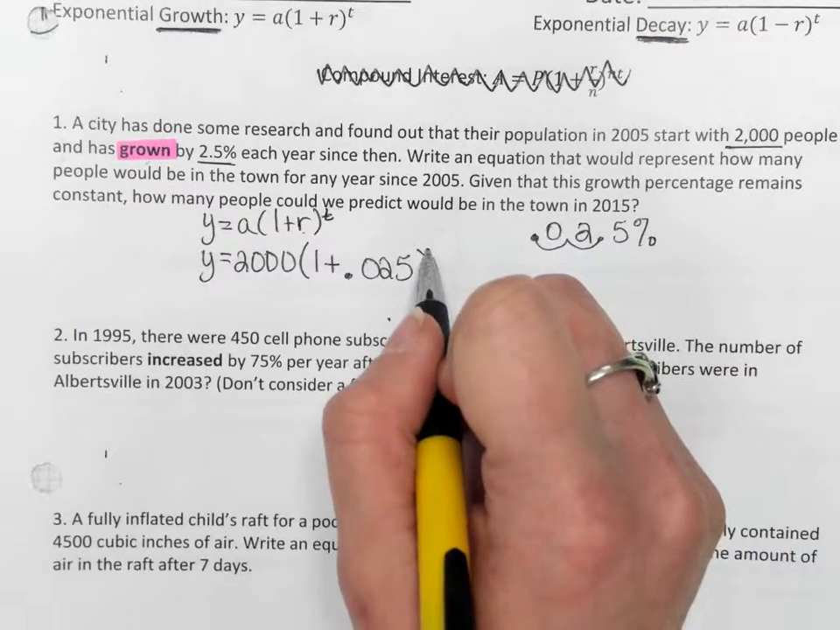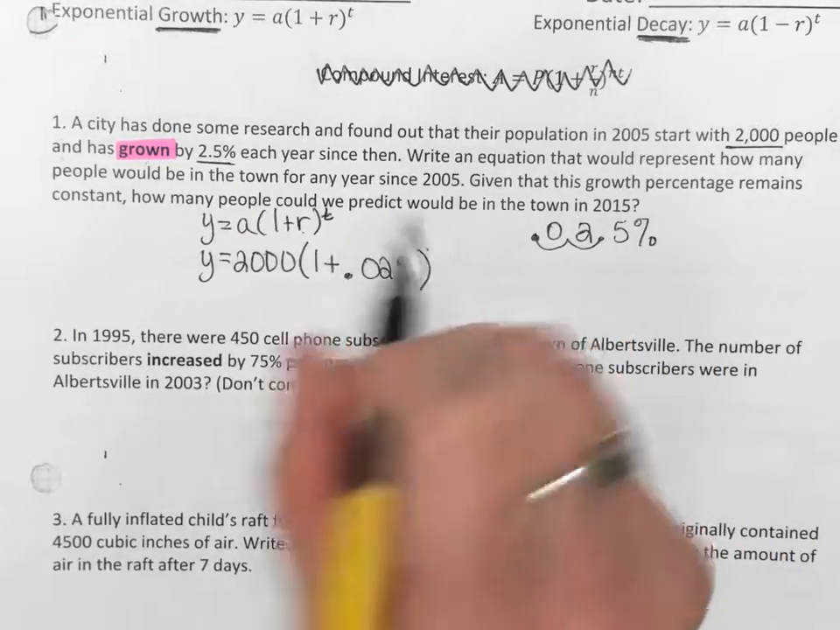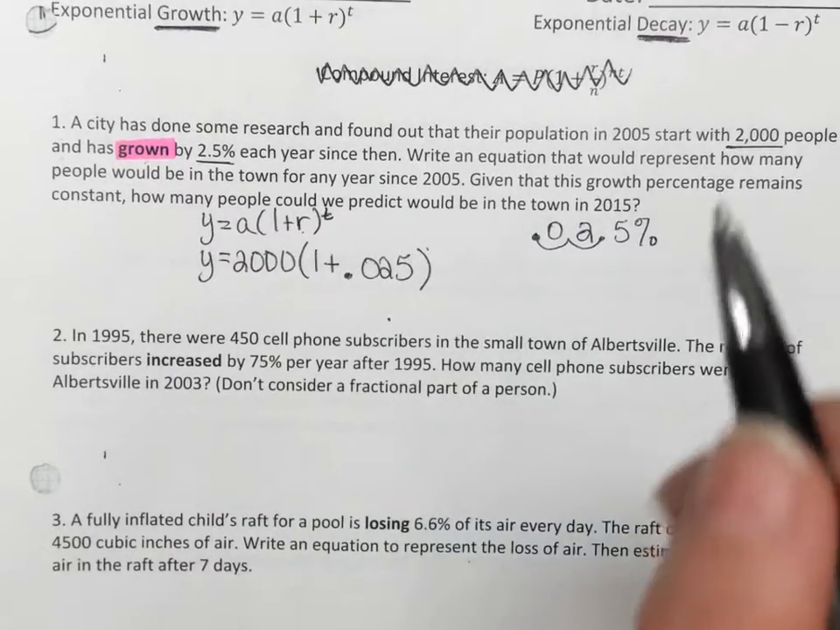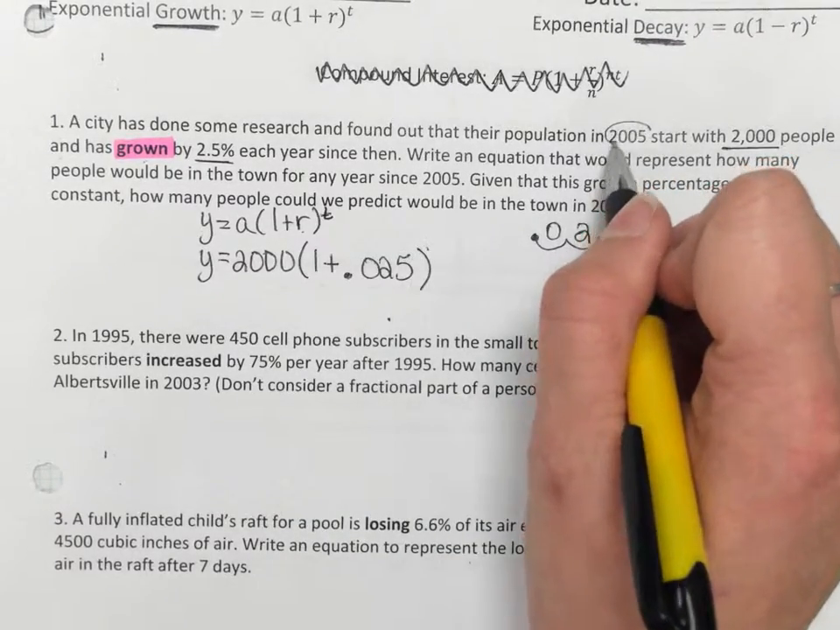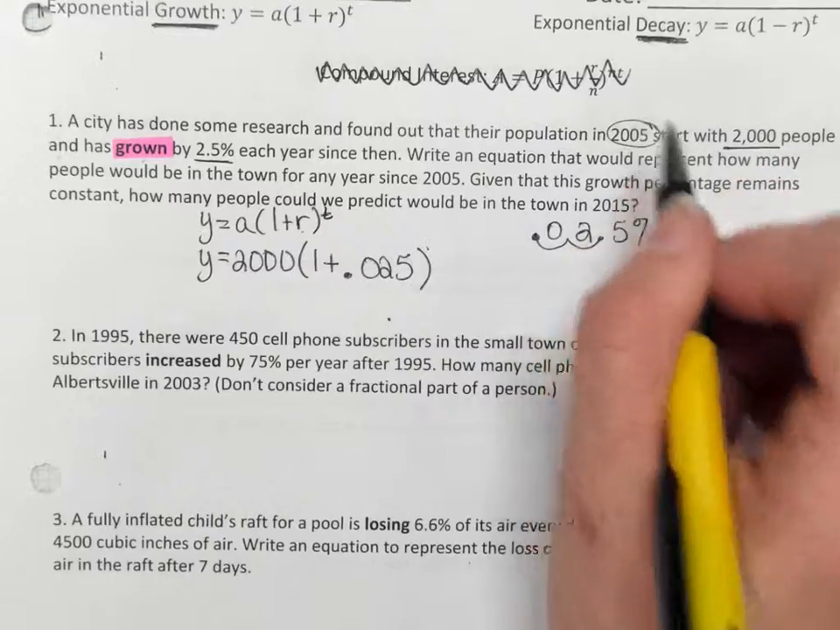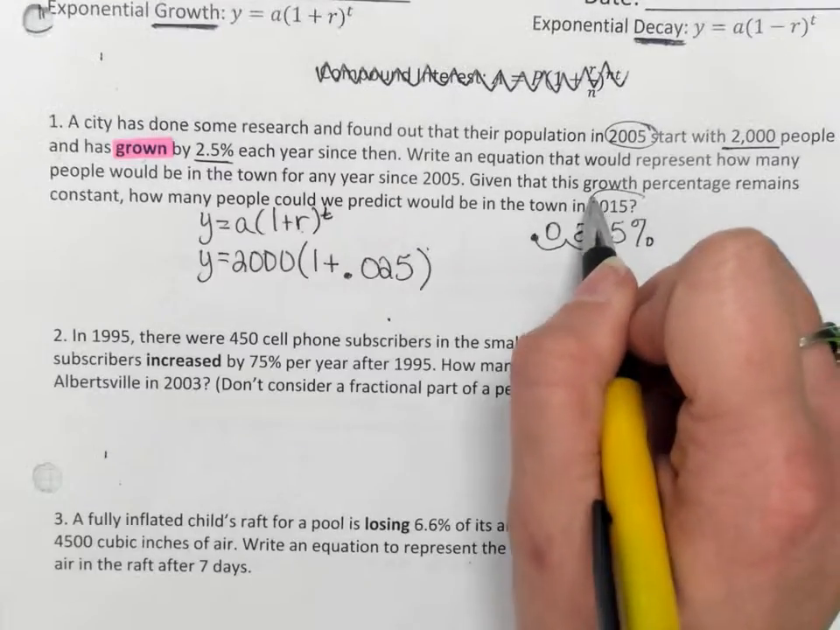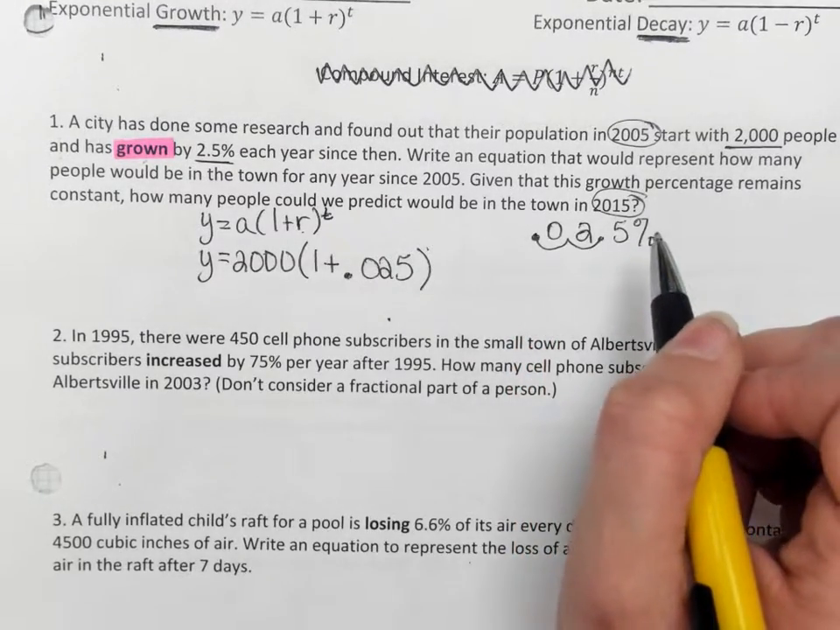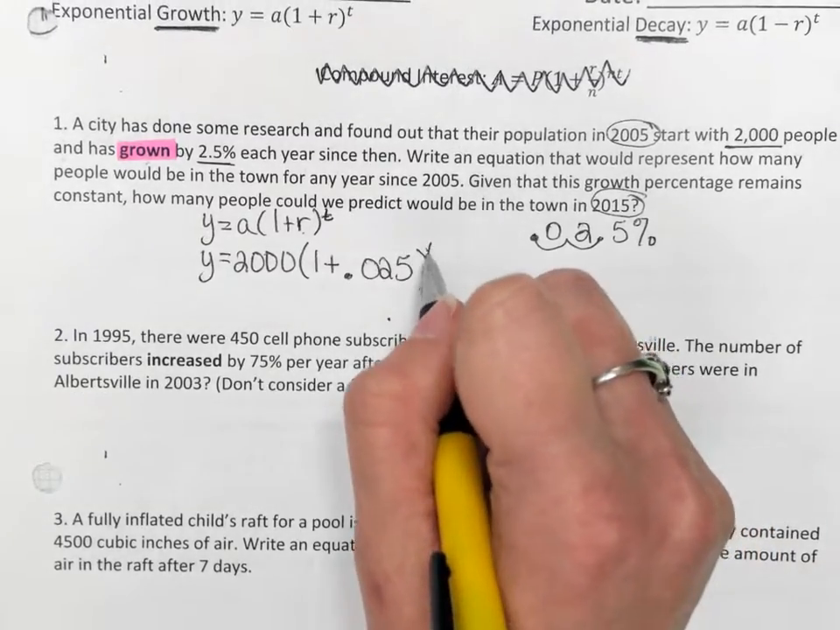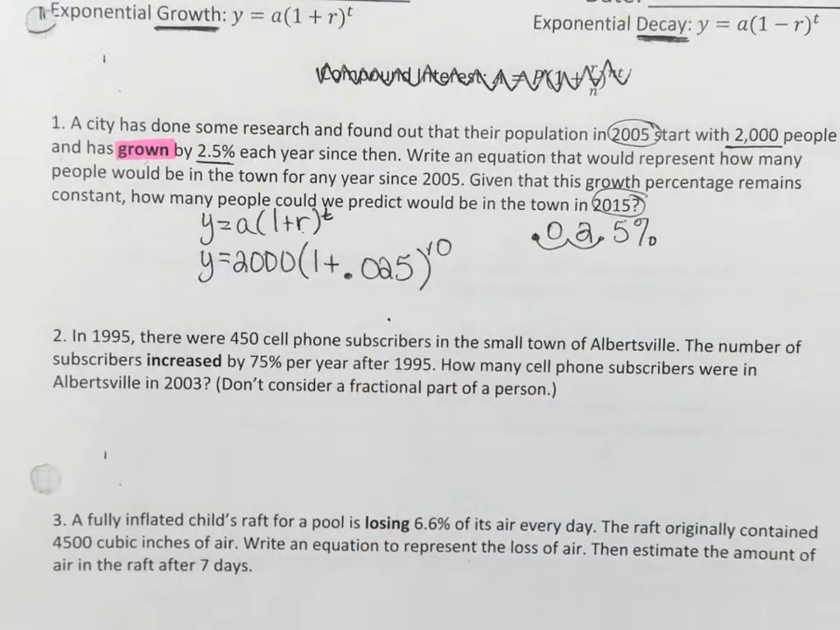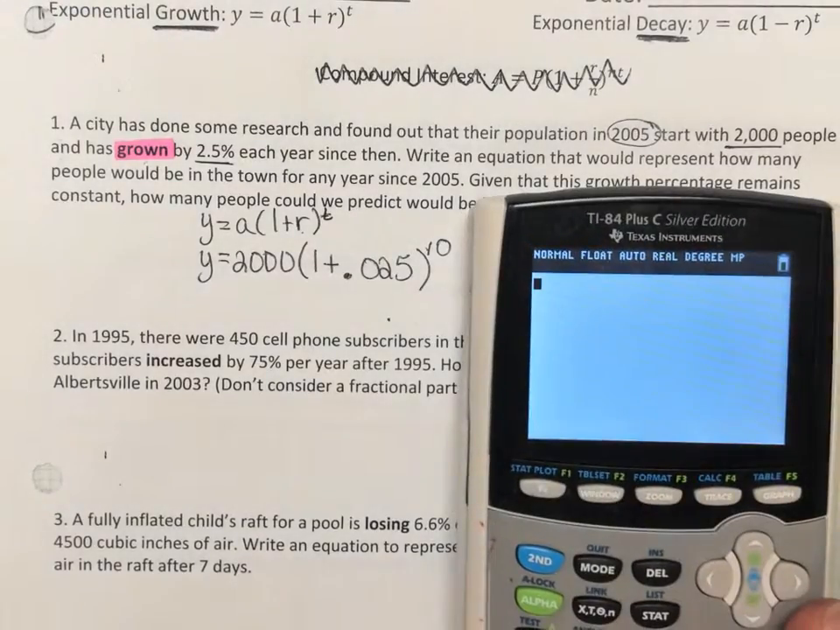T is time. How much time? What's the year we started in? 2005. What year did it end in? 2015. How many years have gone by? 10. Very good. All right, then you grab your calculator. Ready? You just plug that in.